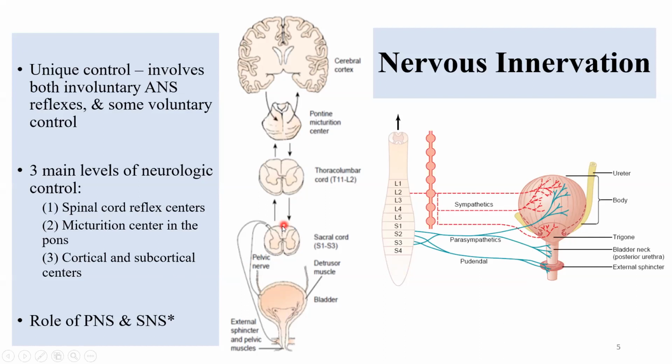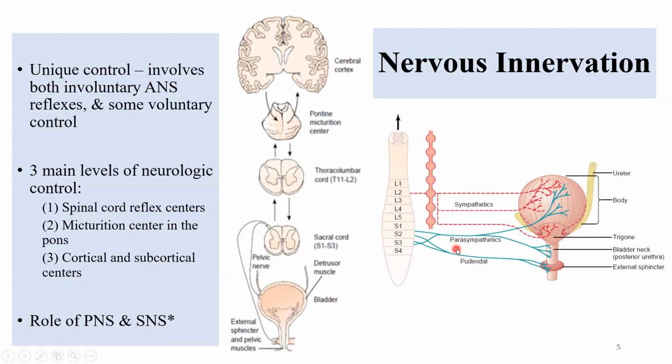This is another way of looking at it. The spinal cord reflexes, which is this and this. Then you have the micturition pons area, which has a part to play in this, and the highest is the cortical and subcortical structures, basically in the forebrain. Now, what exactly is the role of the parasympathetic and the sympathetic nervous system? It's an important point, and has to be obviously mentioned when you get a question on nervous innervation.